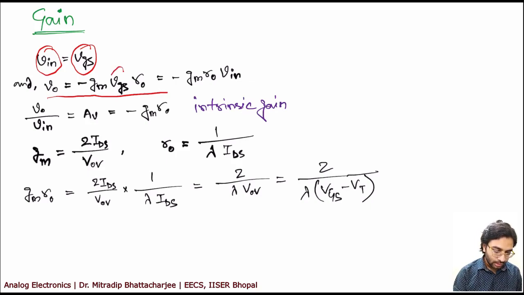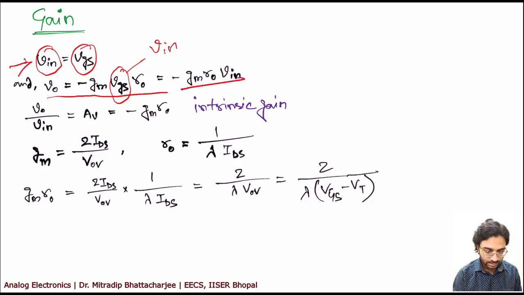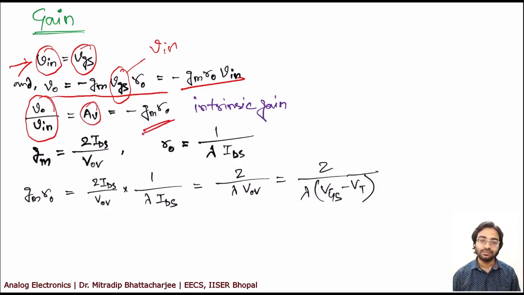Just replacing this VGS with Vin, which I have said is your Vin, this is basically minus GM R0 into Vin. So your VO by Vin, that is output voltage by input voltage, which is known as gain, is equal to minus GM R0. So this is the intrinsic gain of a MOSFET, this structure, whatever I have shown.